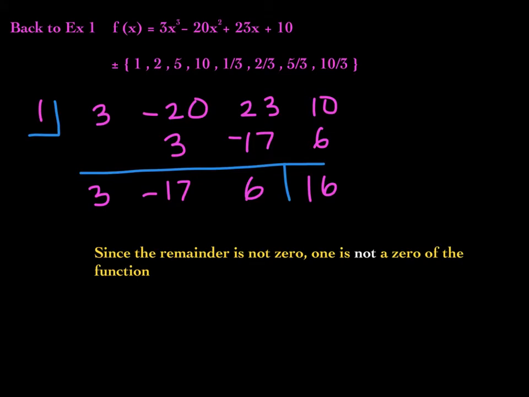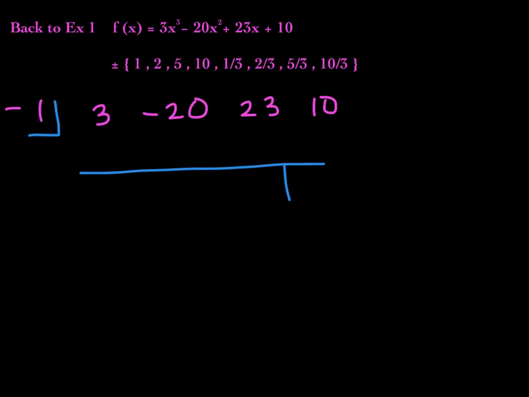All right, so what we'll do is we will try a different number. So 1 didn't work out, but there's plenty more options. The next value I'm going to try, and you can try these in any order, I'm going to try negative 1. All right, let's see if this works.